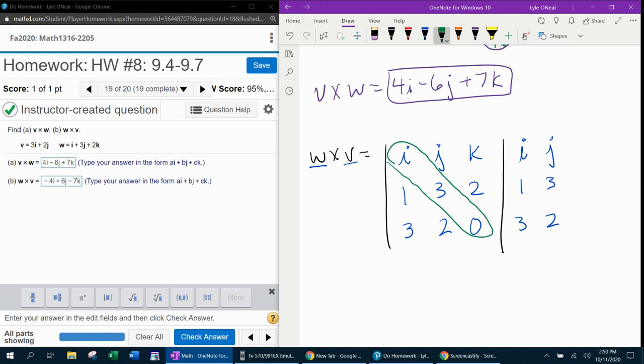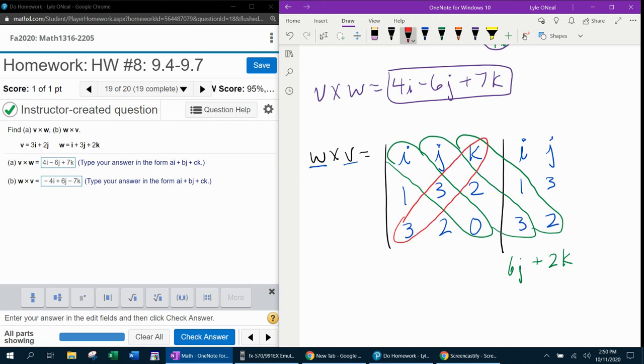0 times anything is 0. 3 times 2 times j, that is a 6j. 2 times 1 times k, that is positive 2k. And then we're going to change direction. We're going to change the sign. 3 times 3 times k, that will become negative 9k. 2 times 2 times I, negative 4i. 0 times anything is 0.